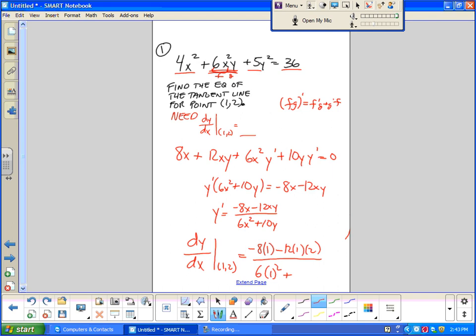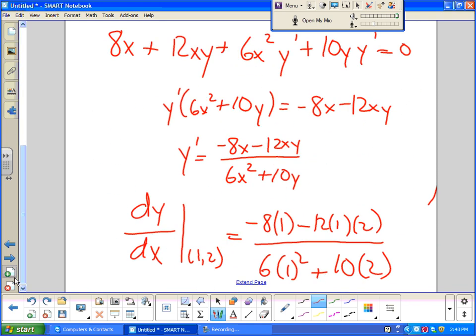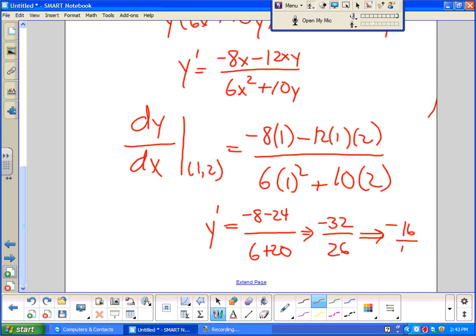And this might seem like overkill, but guys, the one thing I will tell you about this is that often our mistakes are at the math level. They're not at the calculus level. Our mistake is right now, trying to evaluate it at the point, is what happens here. So I get y prime at this point is equal to negative 8 minus 24 over 6 plus 20, which is negative 32 over 26, both even, which is negative 16 over 13. That is the slope at this point, period.